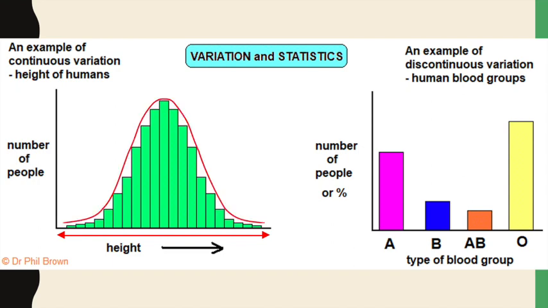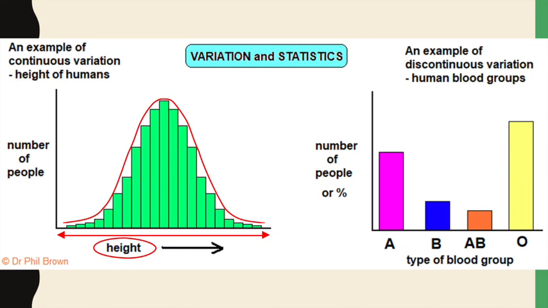Let's consider an example of human height. Height is a trait that shows continuous variation. In a population, you'll find individuals of various heights, ranging from very short to very tall. The height of an individual is influenced by multiple genes and environmental factors, leading to a continuous distribution of values.